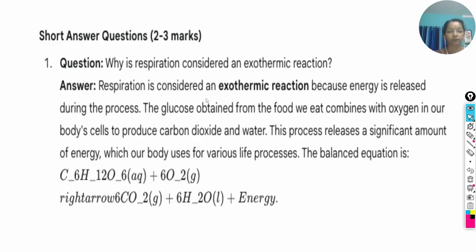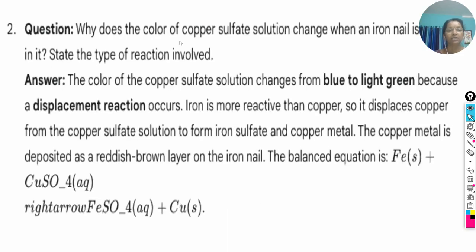Then, why does the color of copper sulfate solution change when an iron nail is kept in it? State the type of the reaction. Copper sulfate and iron, we know it's a displacement reaction. Type of reaction is displacement. Why is the color changing? Because iron is more reactive than copper.